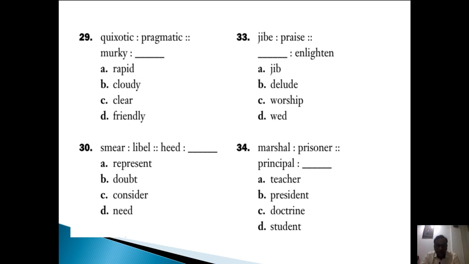Question number 34. Marshal equal to prisoner, and I hope you are getting this. Then what equal to principal? A marshal is a person in charge of a prisoner, and the principal is a person in charge of a student. Getting me? When a marshal is a person in charge of a prisoner, the same way the principal is a person in charge of a student.